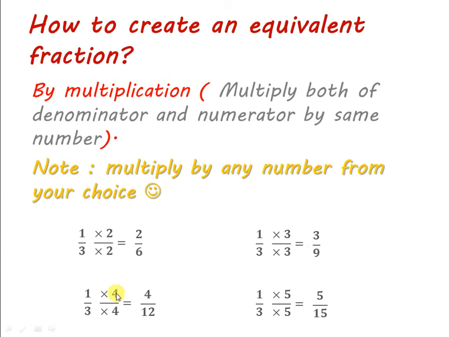Multiplying by 4. If you love to multiply by 4 to get the equivalent fraction, multiply up and down by 4. So 1 times 4 is 4, 3 times 4 equals 12. If you prefer to multiply by 5, multiply up and down by 5. 1 times 5 is equal to 5, and 3 times 5 is equal to 15, and so on.